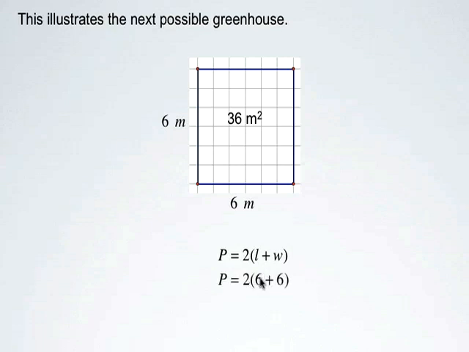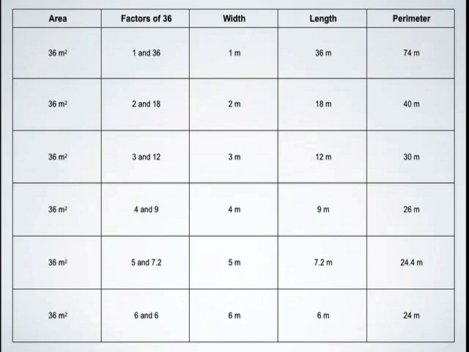So we'll substitute in 6 for the length, 6 for the width, and add those two numbers together, giving you 12. And we'll multiply by 2 on the outside, giving you 24 meters. So when we have a rectangle, or in this case a square, that's 6 by 6, the perimeter is going to be 24 meters. So let's check your answers.